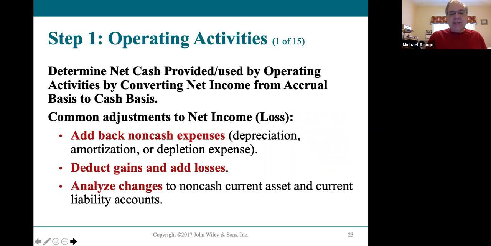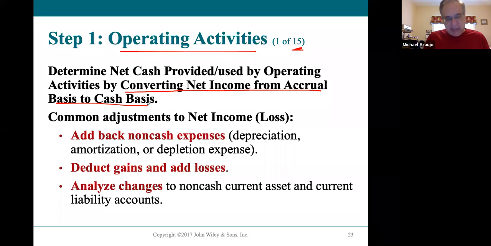Okay, step 1, operating activities. Lots of slides. Determine the net cash provided or used by operating activities by converting net income from the accrual basis to the cash basis. It's a big deal. That's why it takes a little bit of time. The good news is it's all listed here for you. So it's not going to be like, what was that? It's right there. It is the same process every time. So that's really good news for everybody.